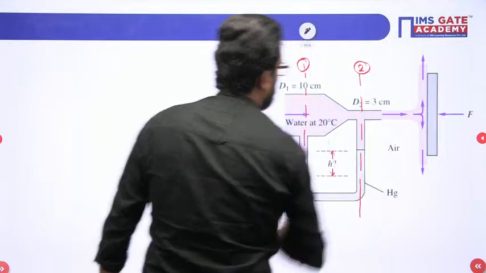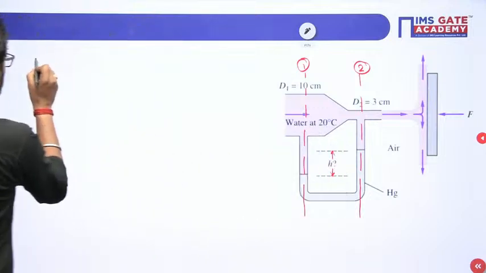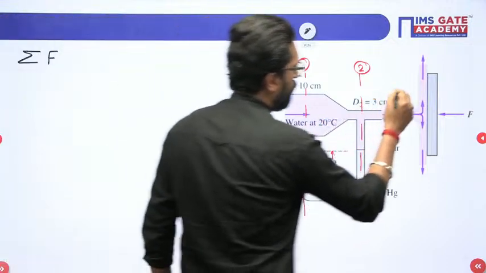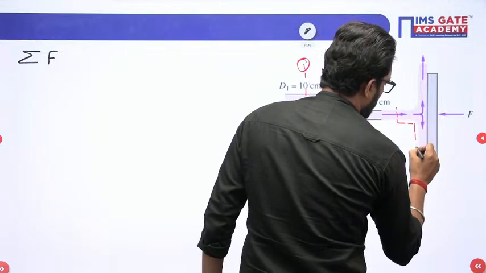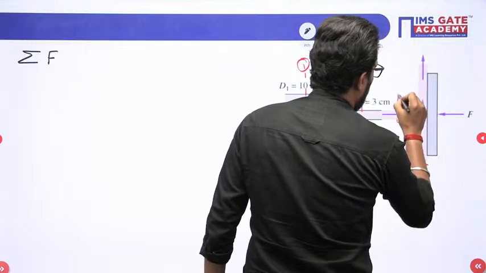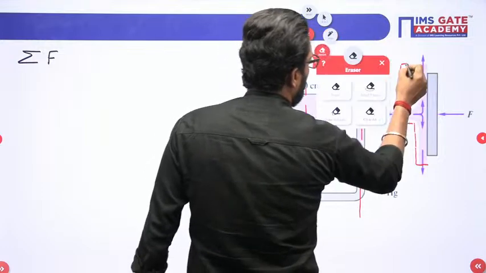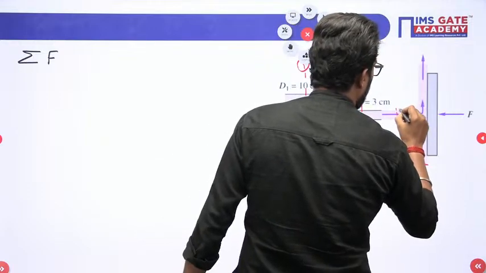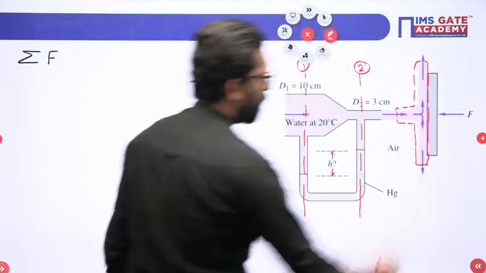Section 2. Now, we first apply the momentum equation. What is the momentum equation? Summation of all the forces, we know that, for this control volume. This is our control volume, okay?